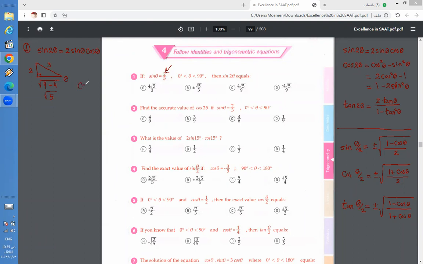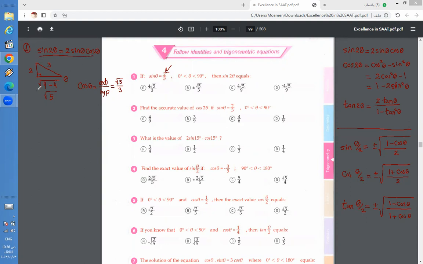Cosine theta is equal to what, Abdullah? What over what? Adjacent over hypotenuse. So it will be what over what? Root 5 over 3. Yes, root 5 over 3. Now you can get the answer.